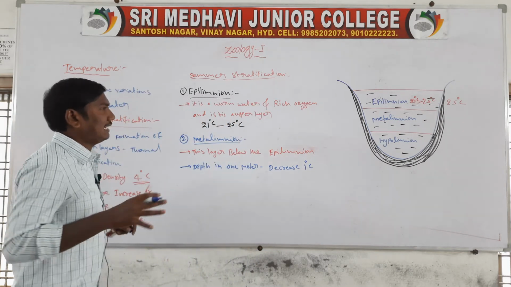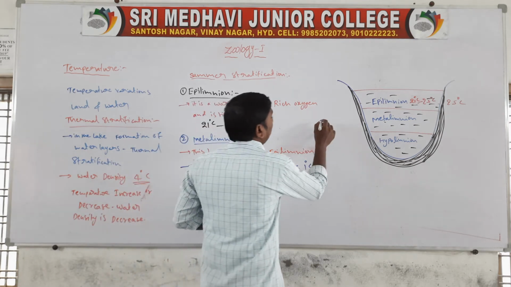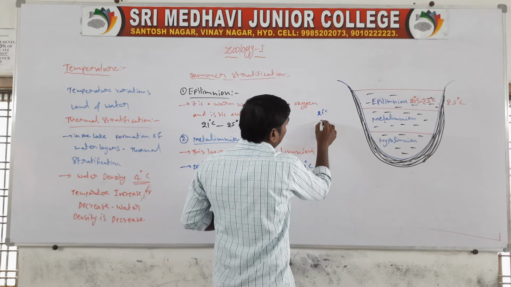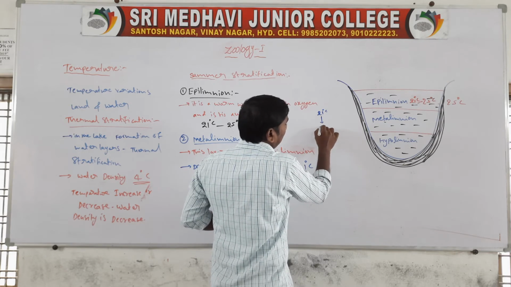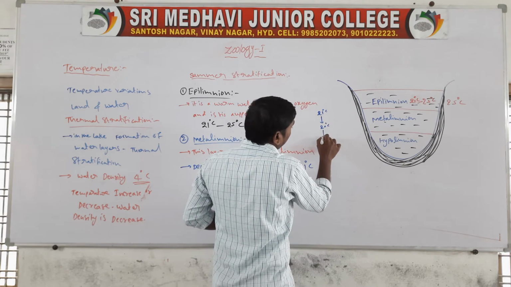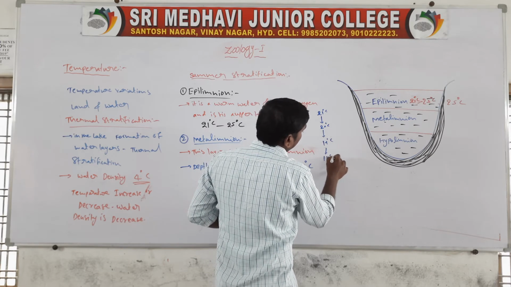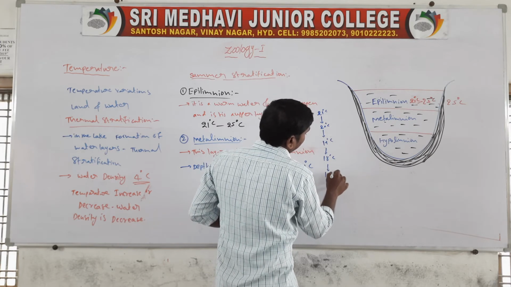For example, just an example: the Epilimnion layer is 21 degrees centigrade. Then at a depth of 1 meter, 20 degrees centigrade. At a depth of 1 meter, 19 degrees centigrade. At a depth of 1 meter, 18 degrees centigrade. At a depth of 1 meter, 17 degrees centigrade.